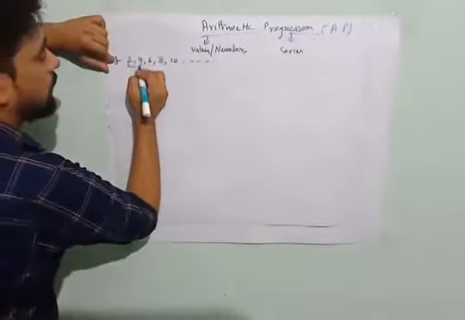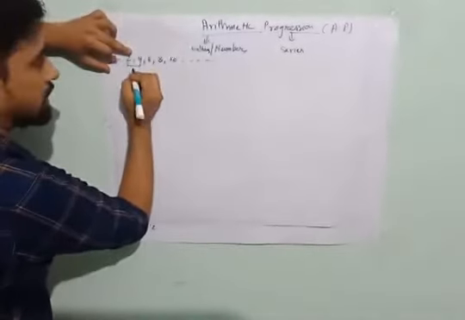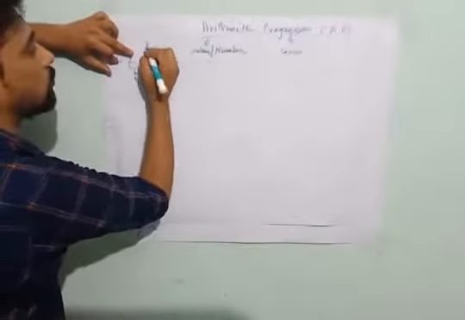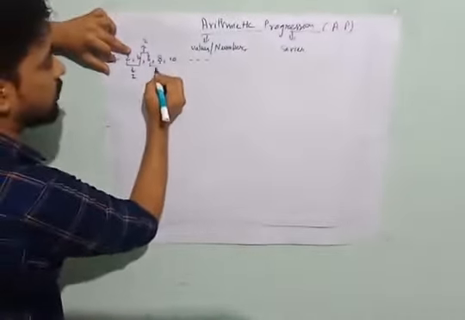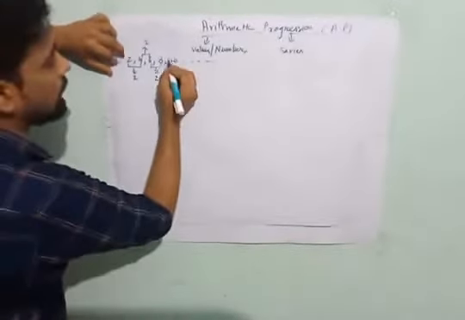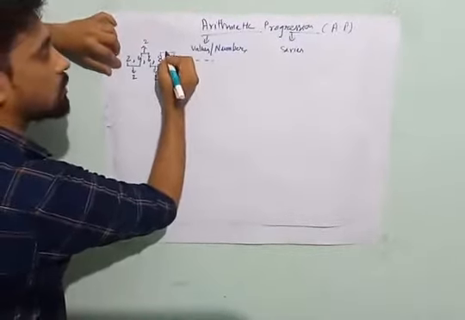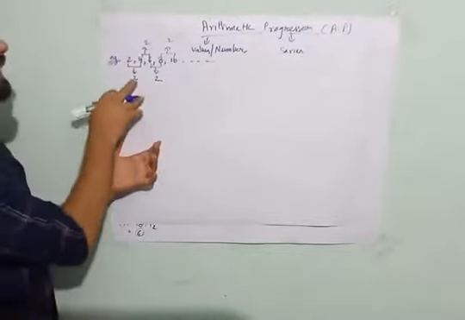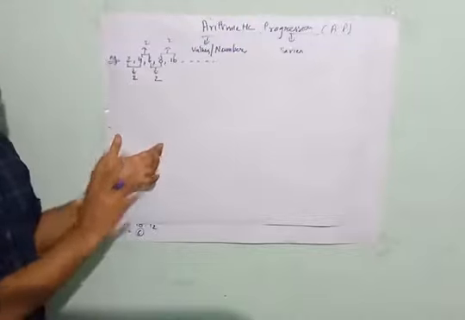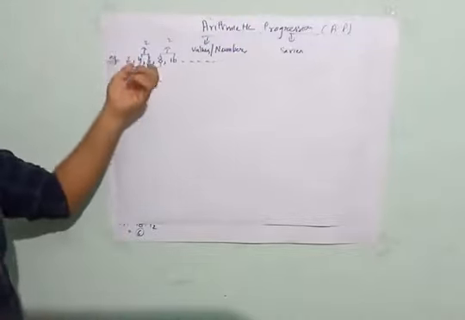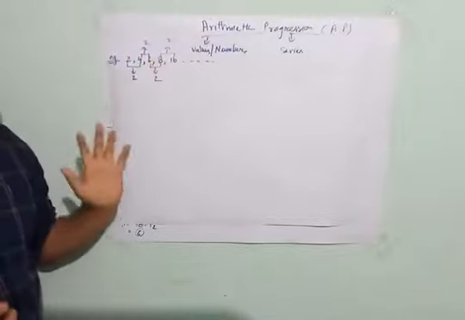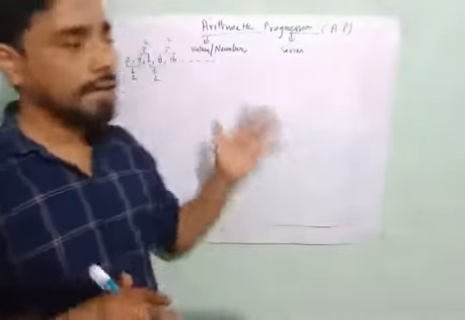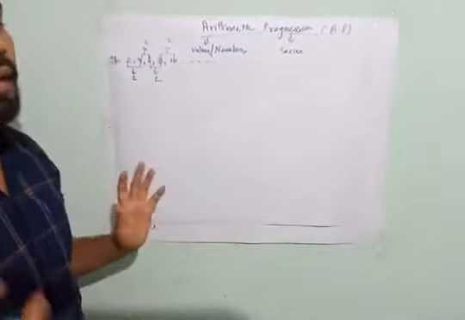Here what we observe: the difference between 4 and 2 is 2. The difference between 6 and 4 is also 2. The difference between 8 and 6 is also 2. The difference between 10 and 8 is also 2. By analyzing this series, what I have observed is that the difference among these numbers is the same. So an AP has a common difference among the numbers of a series. If the difference is not the same, it is not an AP series. It might be some other series, but it is not an AP series.